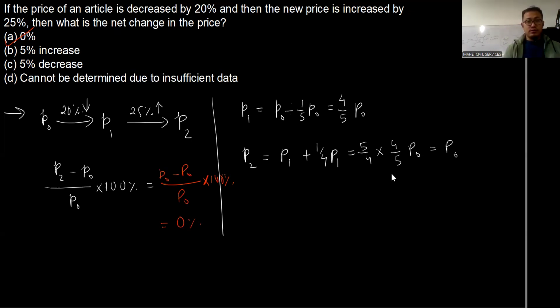There is no increase. The question says 1 by 5 decrease to 4 by 5 of P0, and then 1 by 4 times of the new price is an increase of 25%. So the answer is 5 by 4 times of P1, and P1 is 4 by 5 of P0, which gives the original.